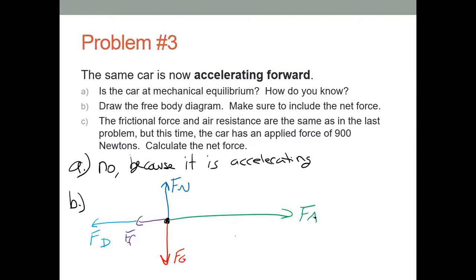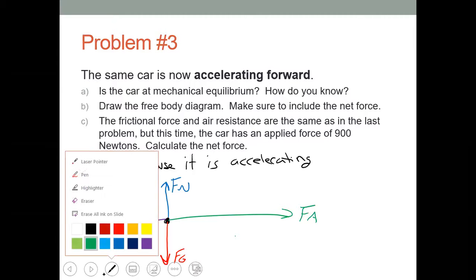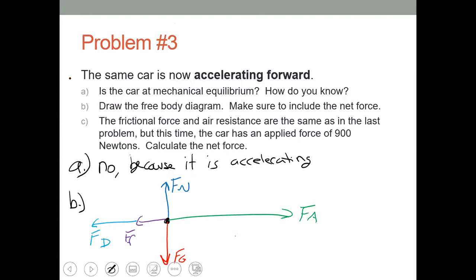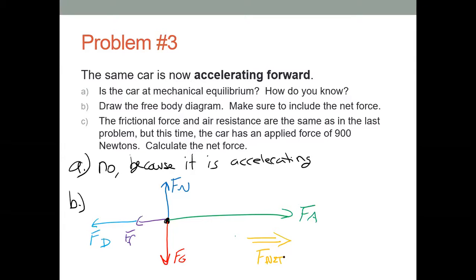Now, whenever you've got a situation where you're not in mechanical equilibrium, I want us to draw the net force. The way I draw the net force is as a double arrow that is unattached to the diagram, right? So now we're saying the front force is bigger than the 2 backward forces. So I'm going to draw a double arrow going forward. I'm going to call this the net force. That's my free body diagram.